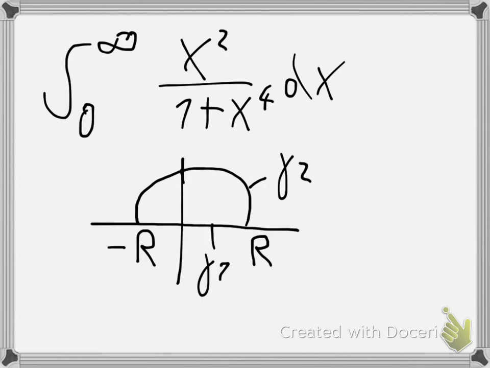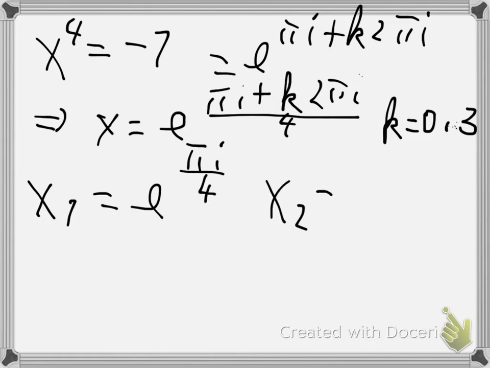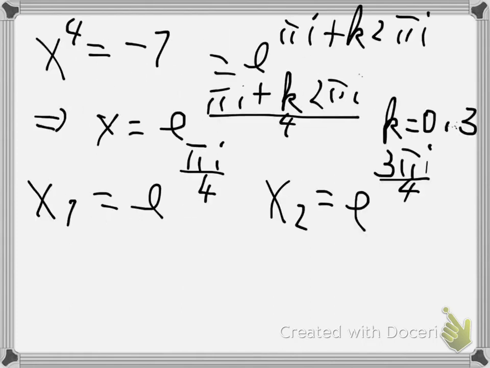If you look at our contour integral, you will see that only the first two poles are in our domain, so for k equals 0 and k equals 1. So our first pole will be given by e to the pi i over 4, and our second pole will be given by e to the 3 pi i over 4. The other ones are in the bottom half plane and they aren't in our domain, so we don't care about them.